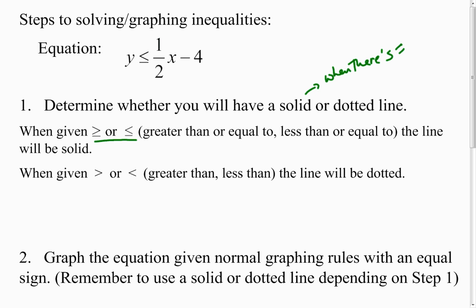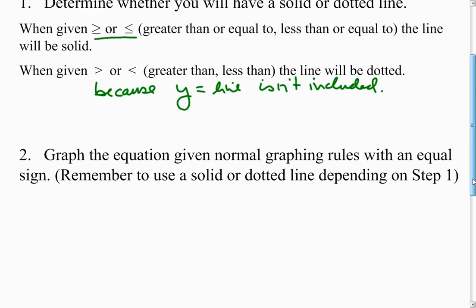Now, when it's just greater than, the line will be dotted because y equals the line isn't included. But everything up to that would be included. If you remember the I'm-not-touching-you little brother theorem, and you know how they only get super close to your head, but they don't actually touch you? That's it. So then you're going to graph this equation like you normally would.